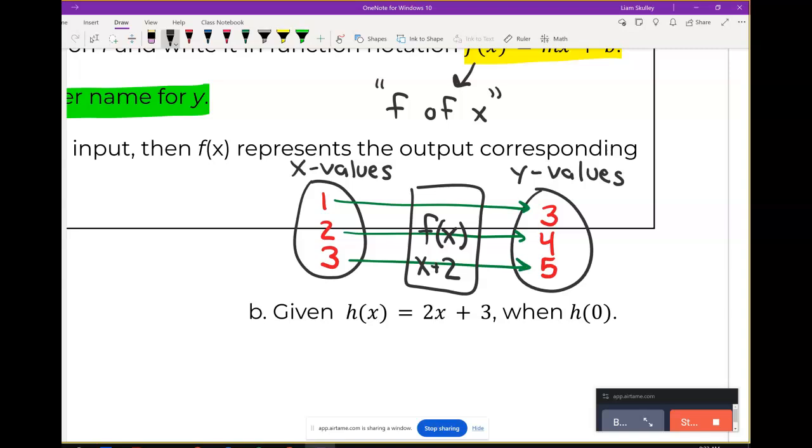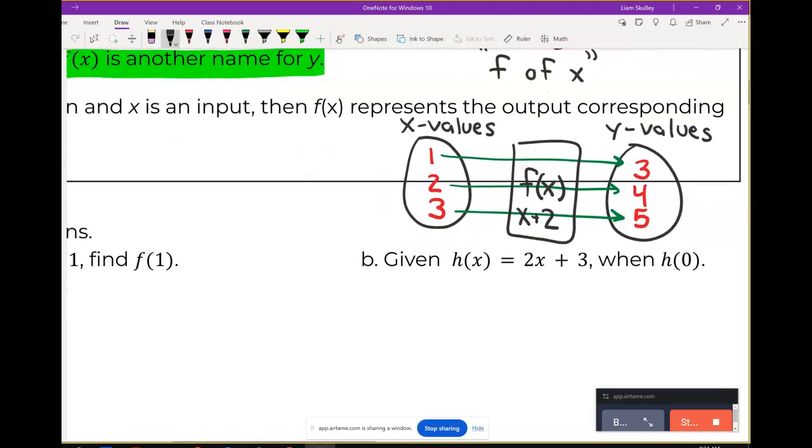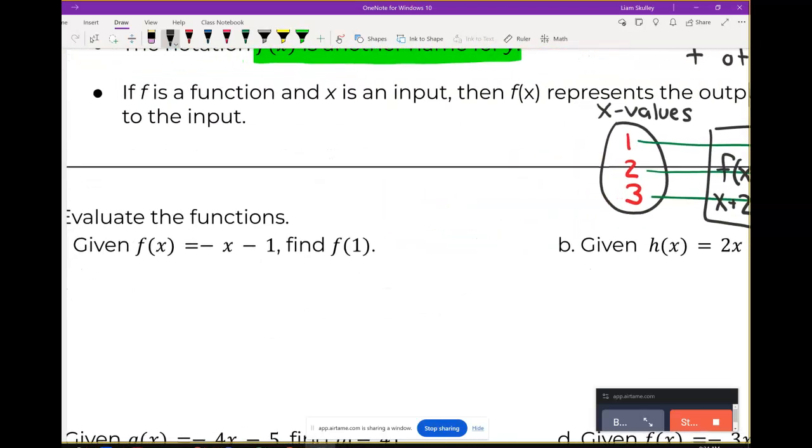This is what function notation does, all right? Really simply, it takes all of our x values, we perform whatever our function tells us to do, and it spits out a y value. The notation part looks tricky, but it's really not.